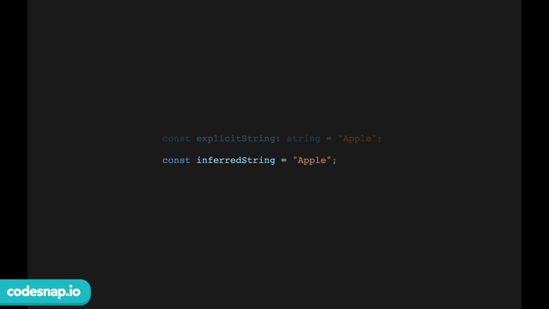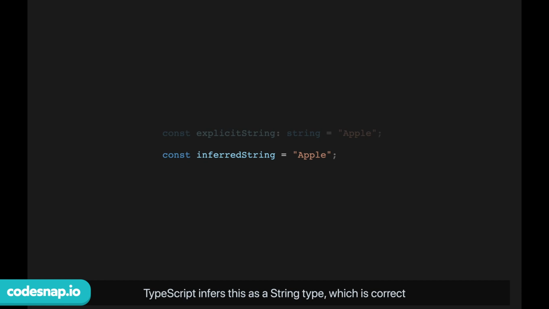Now in this new line, we've created a new variable called inferredString, but as you can see, we haven't explicitly defined a type to it. There's no colon followed by a string. This is an example of type inference. TypeScript is going to automatically assert that our inferredString is of the type string, because we assigned a string to its value when we declared the value. And that's really all there is to type inference.